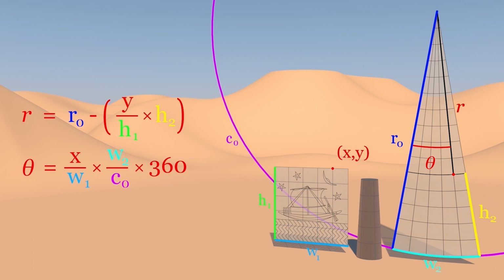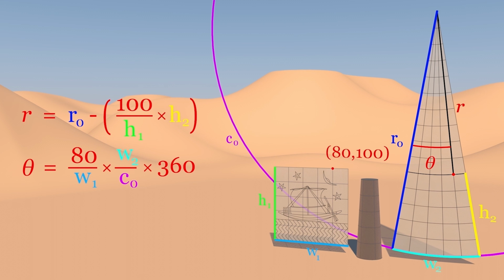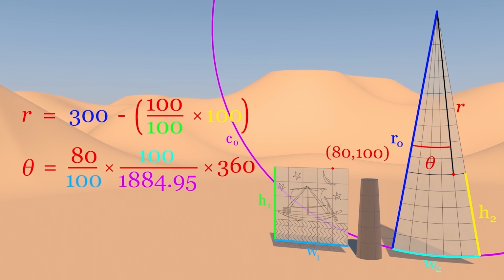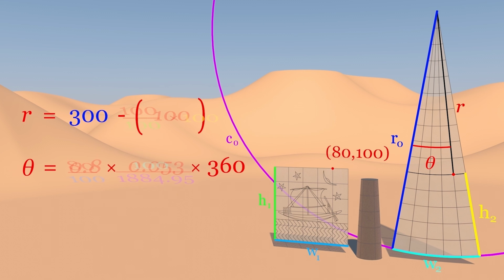So, now that we have our transformation equations, we can go about transforming our art. Let's start with a single point as our test. This point is located at x equals 80 and y equals 100. Let's plug our x value into our equation, and our y value, substitute in the other values specific to this column and grid, and compute the results.